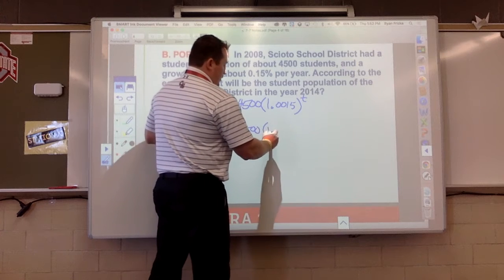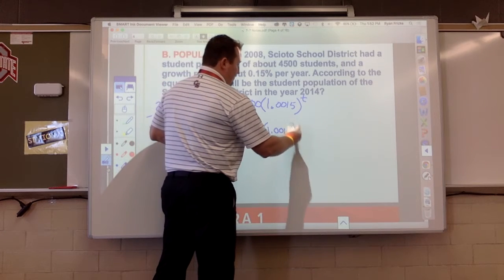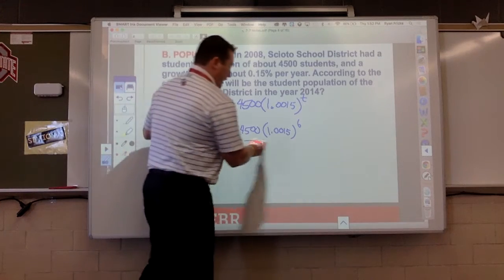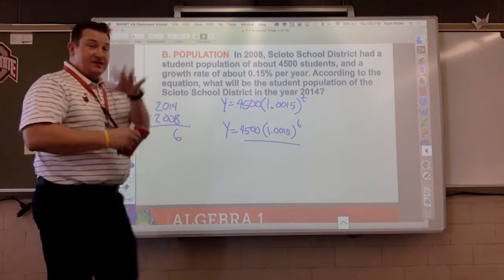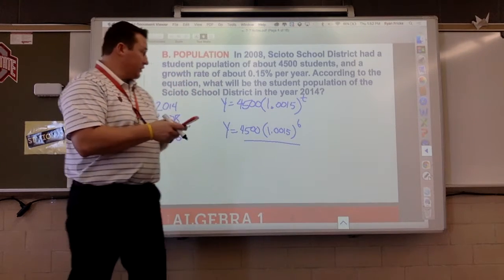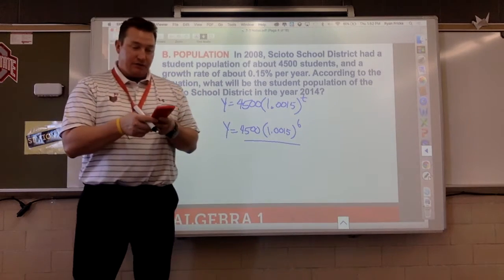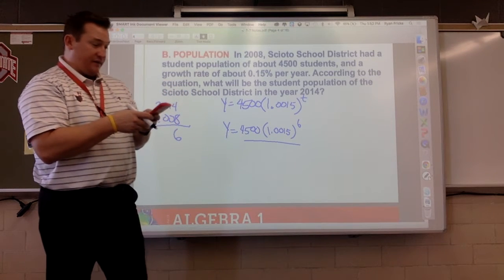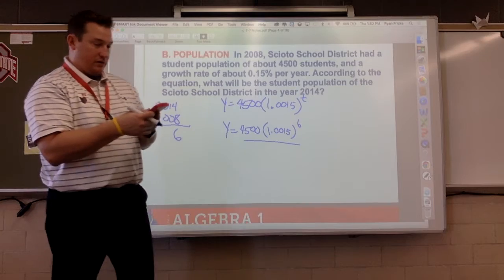So 1.0015. And guys, I want you to literally type this into your calculator. I'll do it here and I'll show you. That's going to be your answer. Your calculator is smart enough to take care of order of operations for you. So 4,500 times 1.0015 to the 6th power.